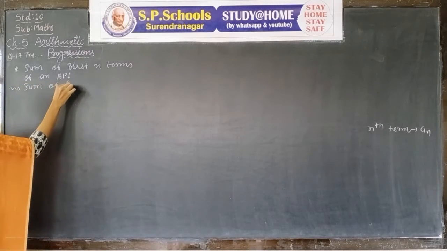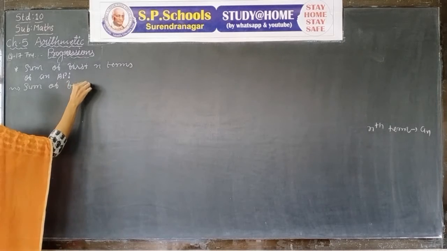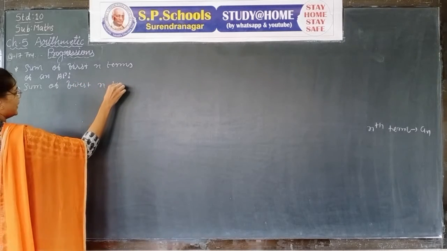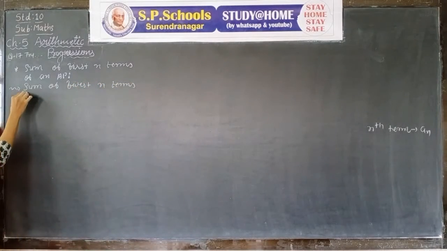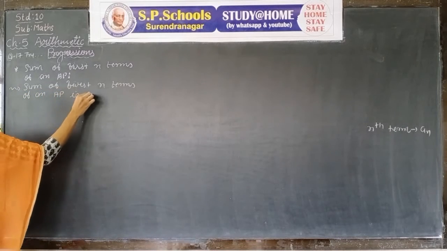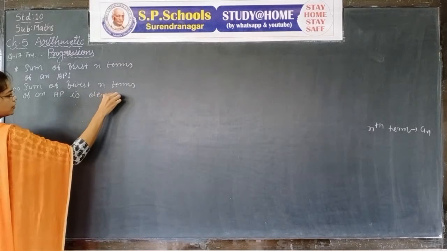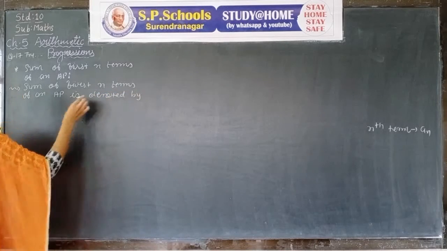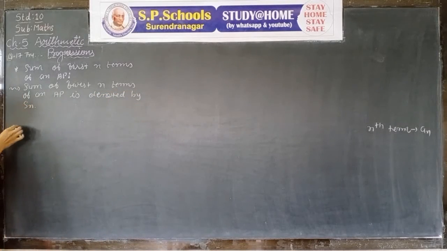The sum of first n terms of an AP is denoted by Sn.